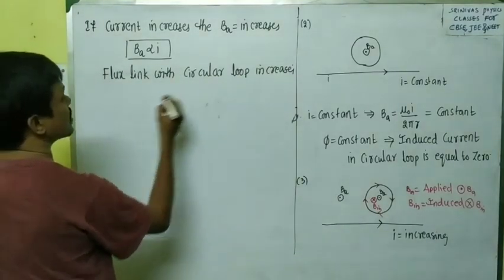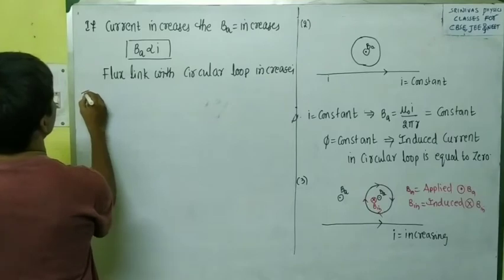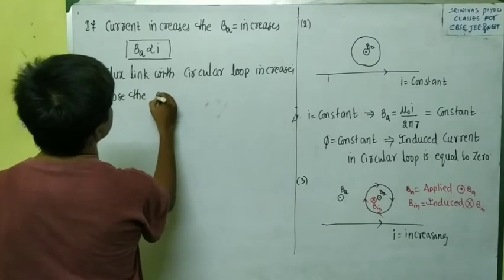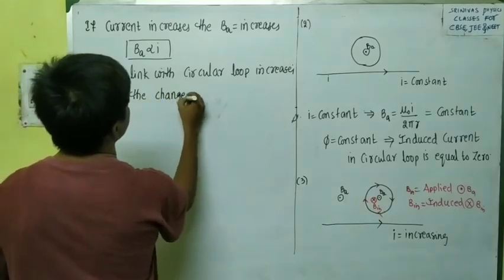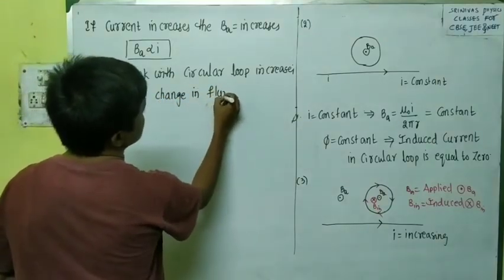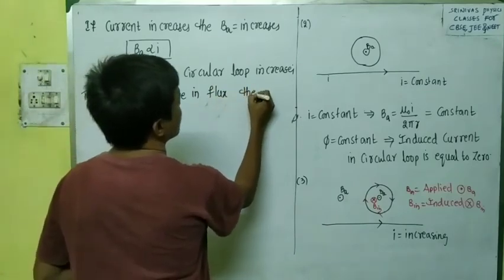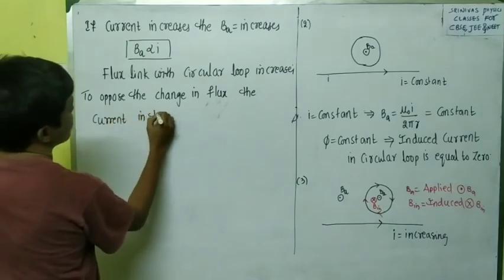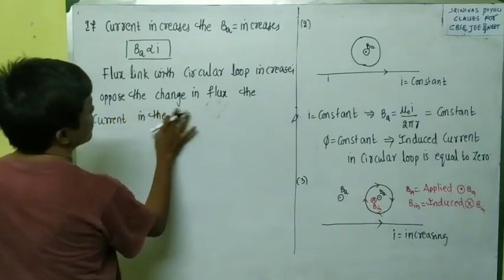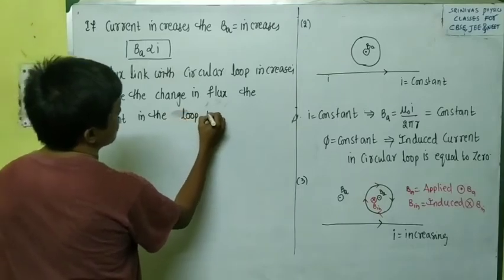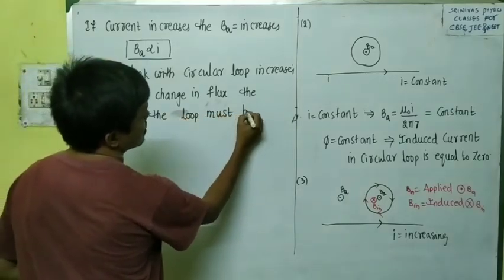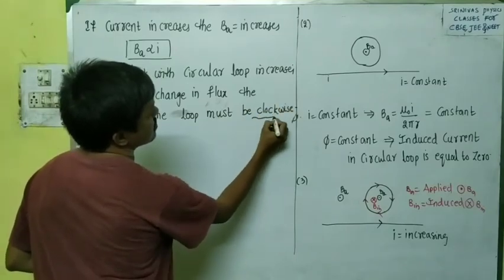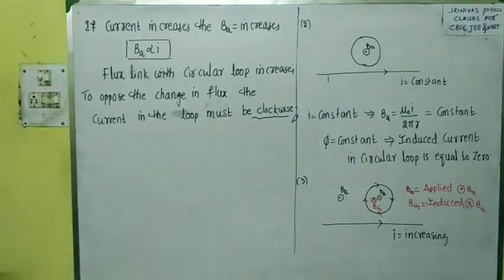The flux linked with the circular loop increases, right? To oppose the change in flux, the current in the loop must be clockwise, right? Must be clockwise. This is the answer. Okay, right. Let us go for one more.